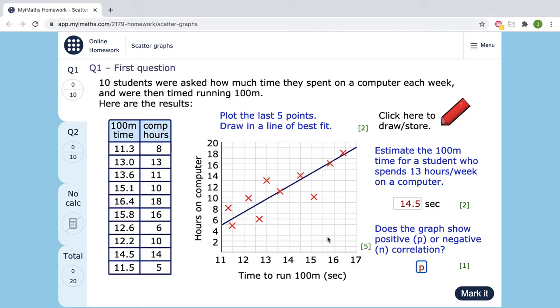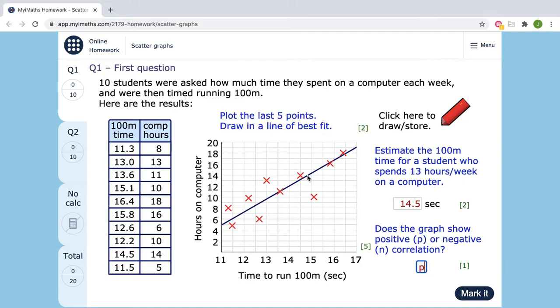If it's the other way around, where one decreases as the other increases, that would be negative correlation. Or the other possibility is if the crosses are all over the place and it's random, and that would be no correlation at all.